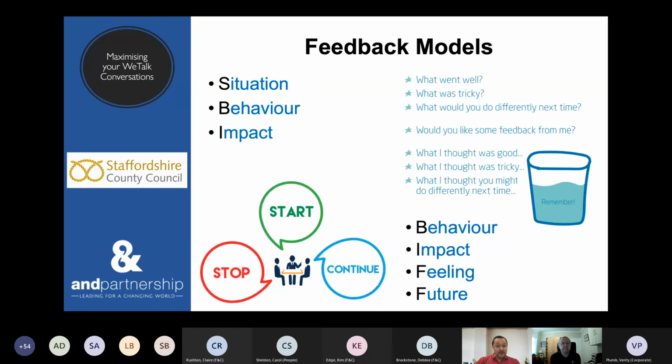And I had one actually on one of the programs that I deliver for Staffordshire. So thanks for the leader who gave me BIF. And BIF is another behavioural one, which is, again, talking through the behaviour, the impact of the behaviour, and how that made people feel, or could be making people feel. And then there's the sort of future. So what do we want to do next? What do we want to change in terms of that behaviour?